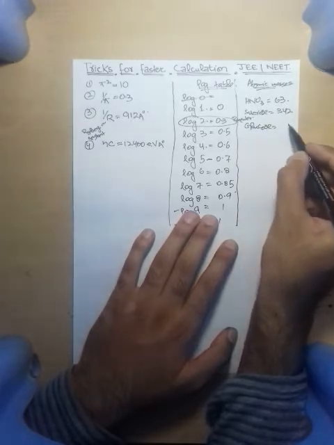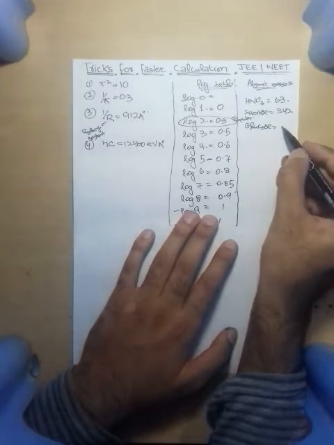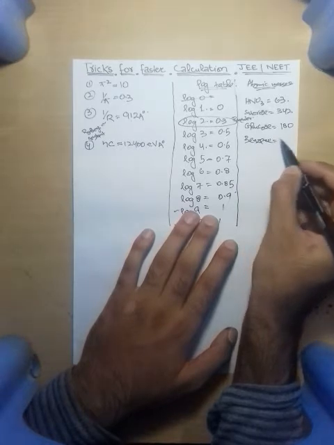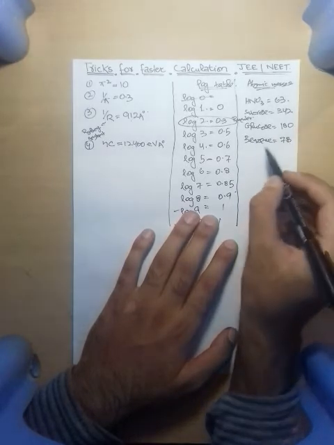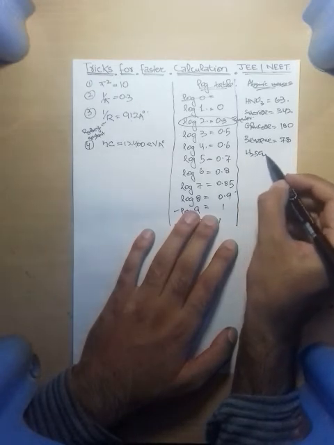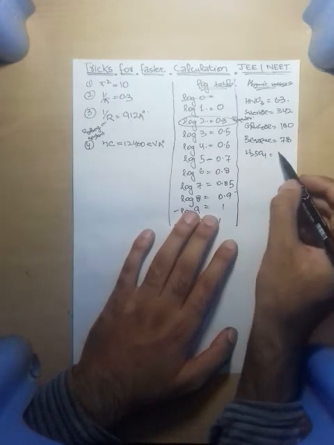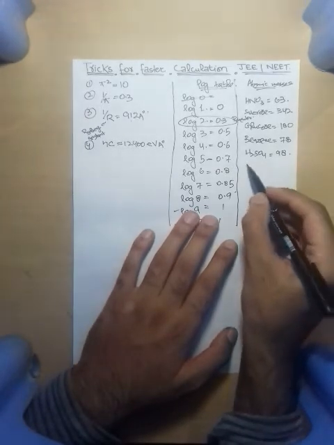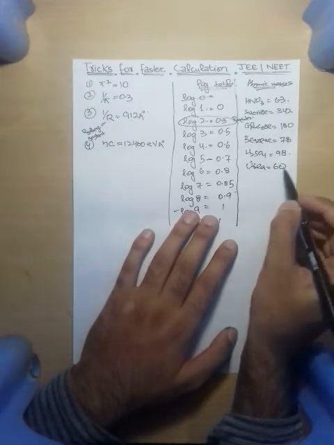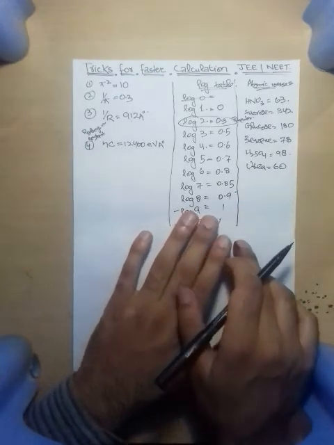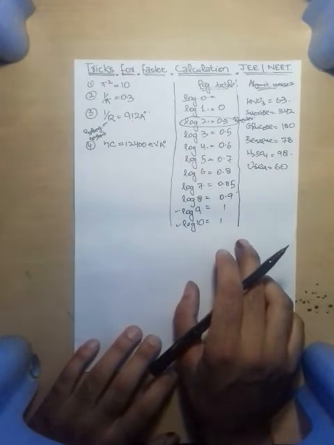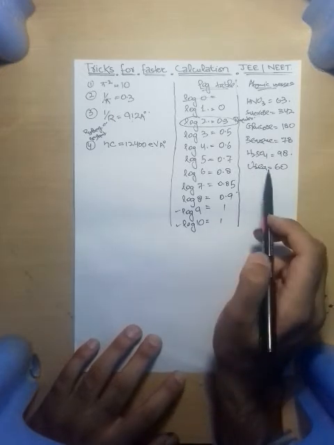Glucose has a molar mass of 180. Then benzene has a molar mass of 78. H2SO4, that is sulfuric acid, 98. Urea, 60. So students, remember those, because those often appear in numerical problems, and you will not have any problem in solving that numerical if you know the masses of the same.